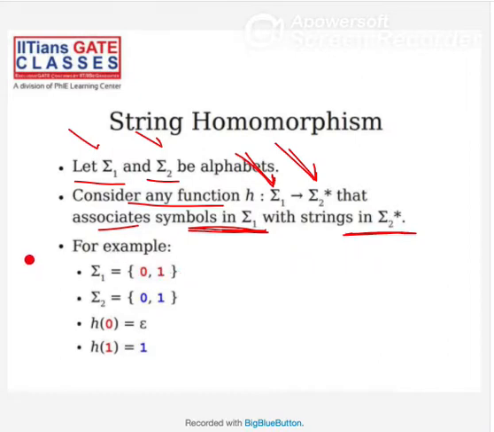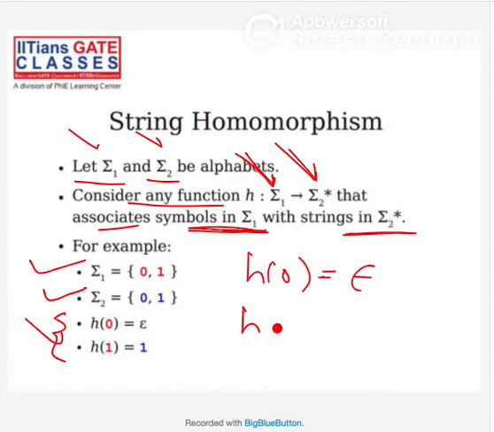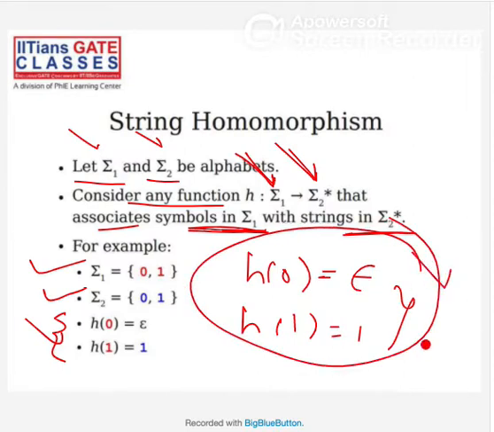Let's assume, for example, this is your sigma 1, {0, 1}. As I told you, sigma 2 can be the same also. Sigma 1 and sigma 2 can be the same, they can be different. So now this is the function we have from sigma 1 to sigma 2 whole star. Here h of 0 is epsilon, and h of 1 is 1. So you can see this is also valid. This is a mapping from sigma 1 to sigma 2 whole star. So this is your homomorphism.